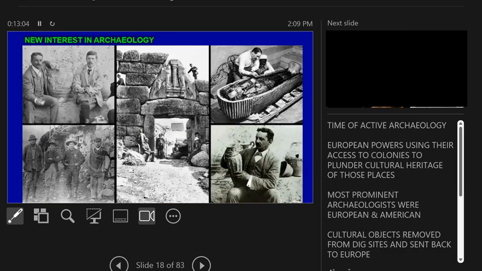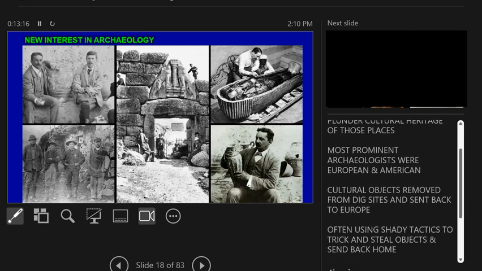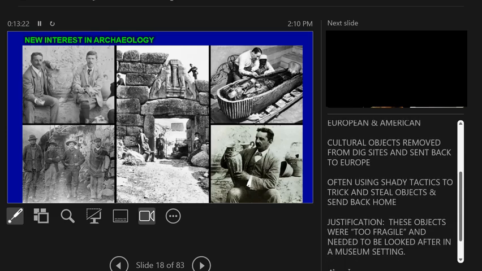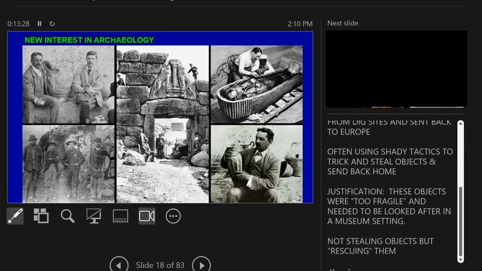Also at this time, we have a new interest in archaeology. This is a time of active archaeology. European powers are using their access to colonies to plunder the cultural heritage of those places. The most prominent archaeologists at this time are Europeans and Americans. The cultural objects are removed from dig sites and sent back to Europe, and they're often using shady tactics to trick or steal objects and send them back home.